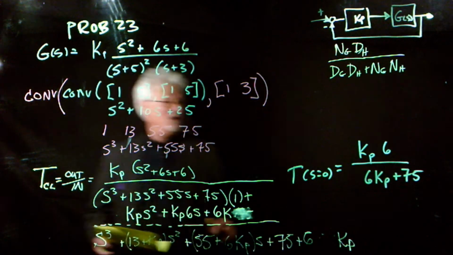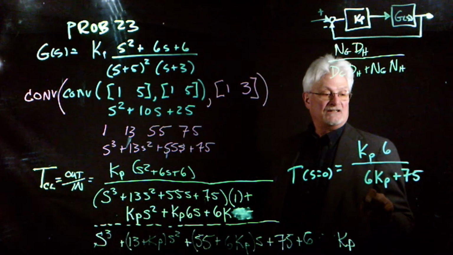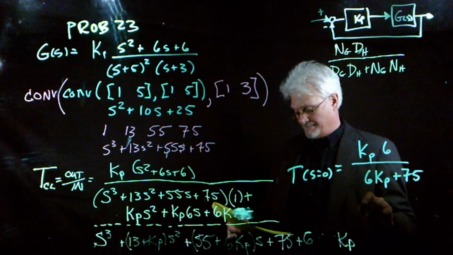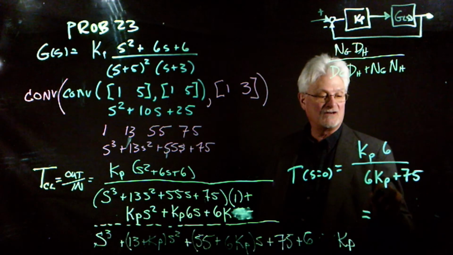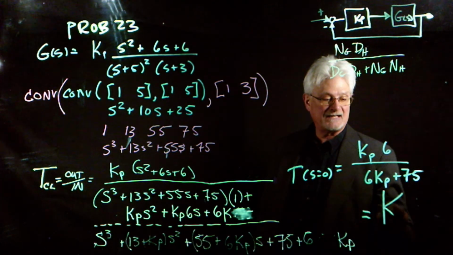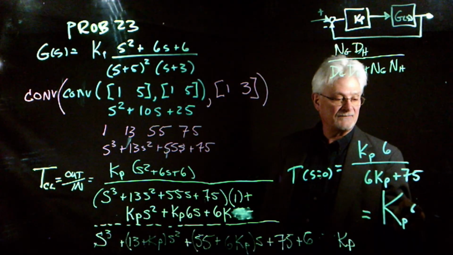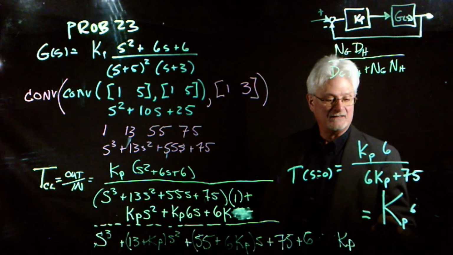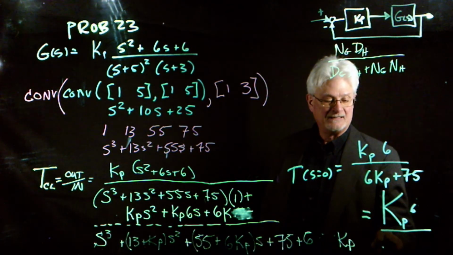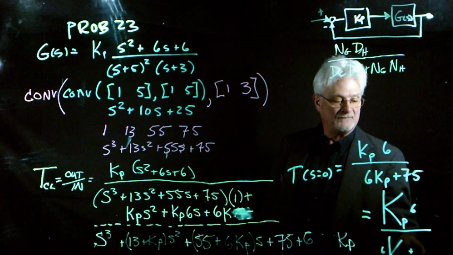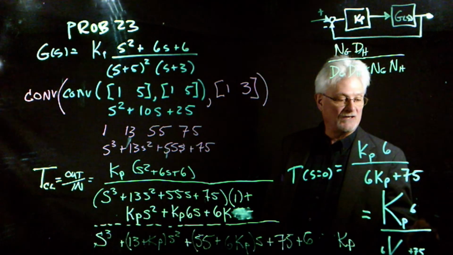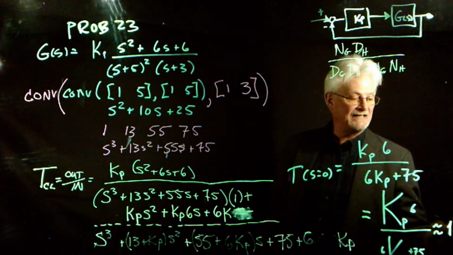Again, what we know is that as long as you do this the right way, we'll do it this way. So when T of s at s equals 0, sorry, I ran out of space, it's kp times 6 divided by 6 kp plus 75. So if we make kp big enough, we can get it equal to 1.